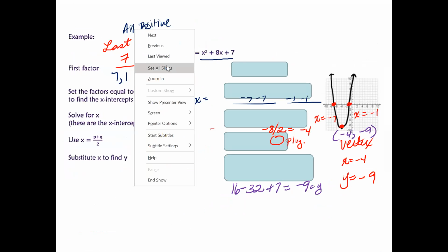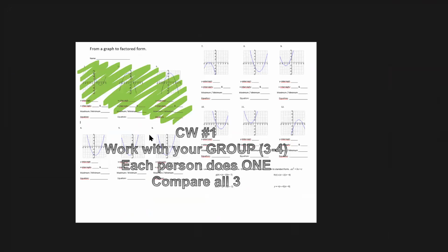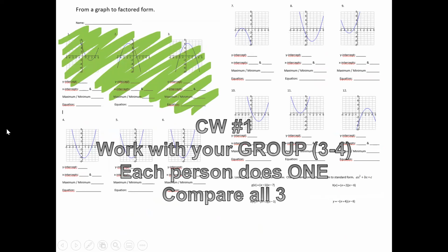All right, you guys, we went over several examples. Now what I would like you guys to do is you're going to start off with working on this one. Tell me what the x-intercept and the y-intercept is. So as I'm looking at the very first one, my x-intercept is where it's crossing. The x-intercept is at 1 and 4. The y-intercept is where it crosses the y. That's at 4. Is it a max or a min? It's a max.